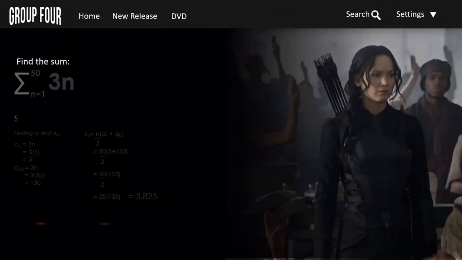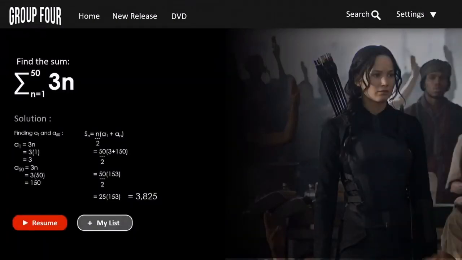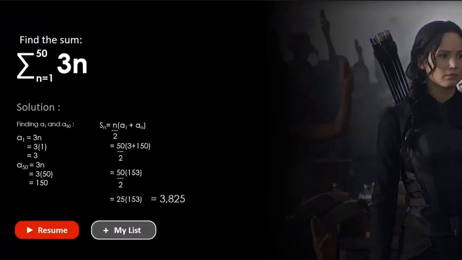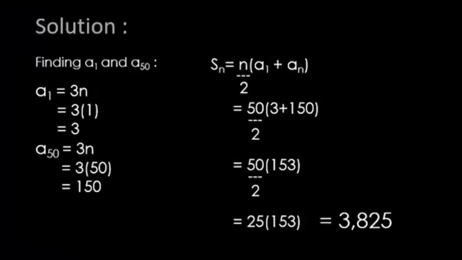Today we're going to find the summation of 3n when n starts from 1 up to 50. So first we need to find the first term and the 50th term. A sub 1 is equal to 3n. 3 times 1 is equal to 3. A sub 50 is equal to 3n. 3 times 50 is equal to 150.